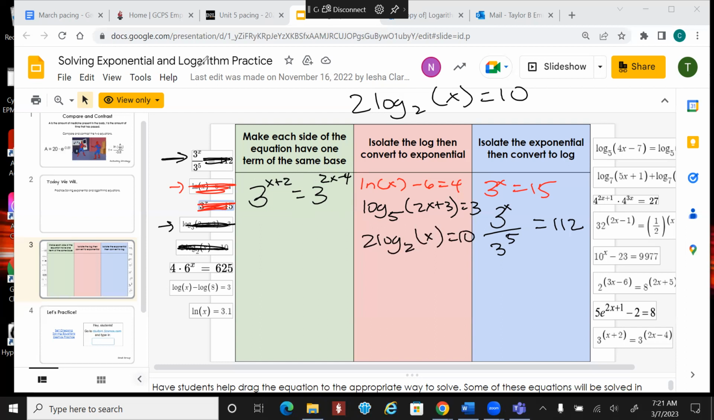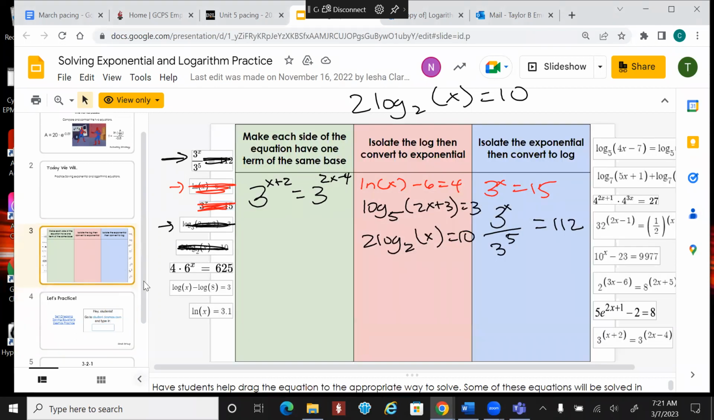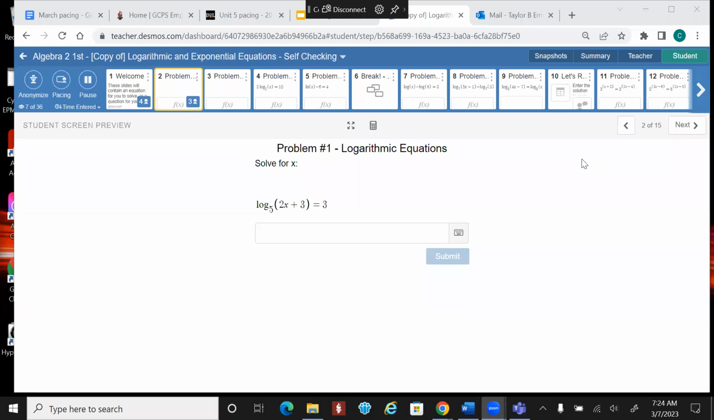Okay. All right, so we're going to get a little bit of practice with this stuff. Go ahead and head to Desmos. So go to student.desmos.com. And while you're pulling that up, I'll leave this. You do have to participate. 7 of you are on here. I need a little bit more.